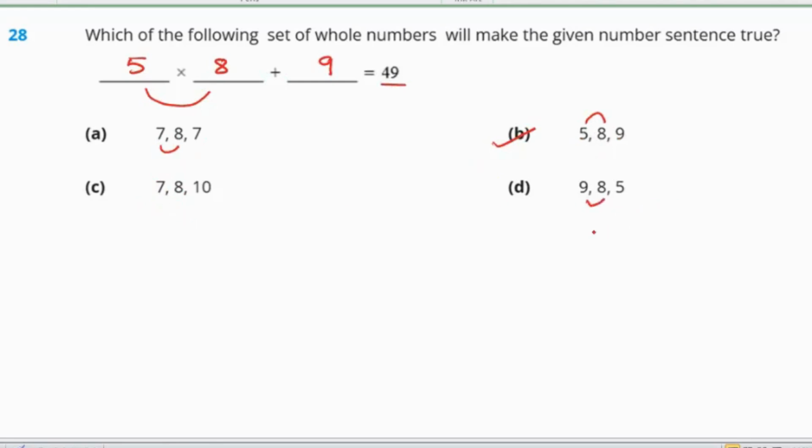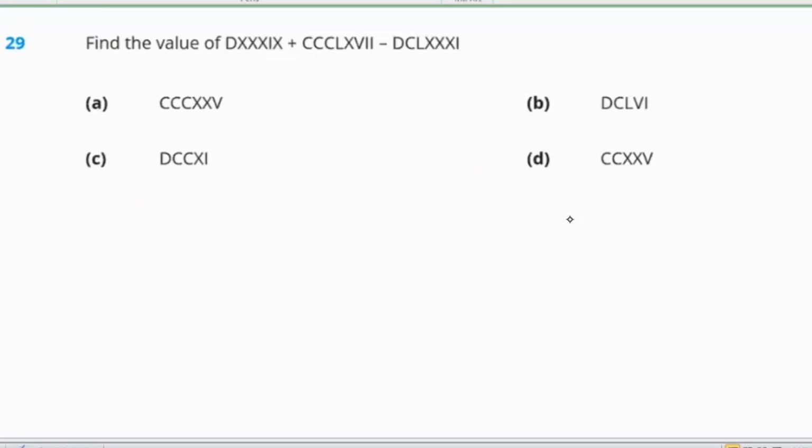9 eights are 72, which is also more than that. So the only correct option we are left with is option B. Okay, now question number 29. Question number 29 is saying find the value of DXXIX minus CXXIX.